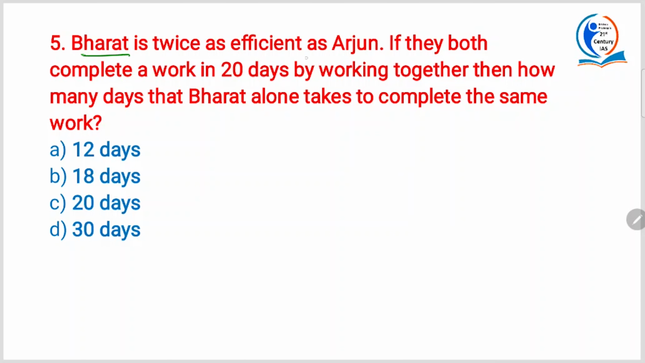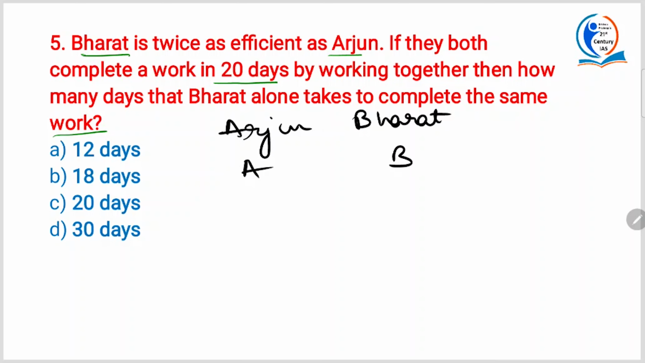Bharat is twice as efficient as Arjun. If they both complete the work in 20 days by working together, then how many days does Bharat alone take to complete the same work? There are two people, Arjun and Bharat. The short forms we will take as A and B. So they are taking 20 days if they work together.